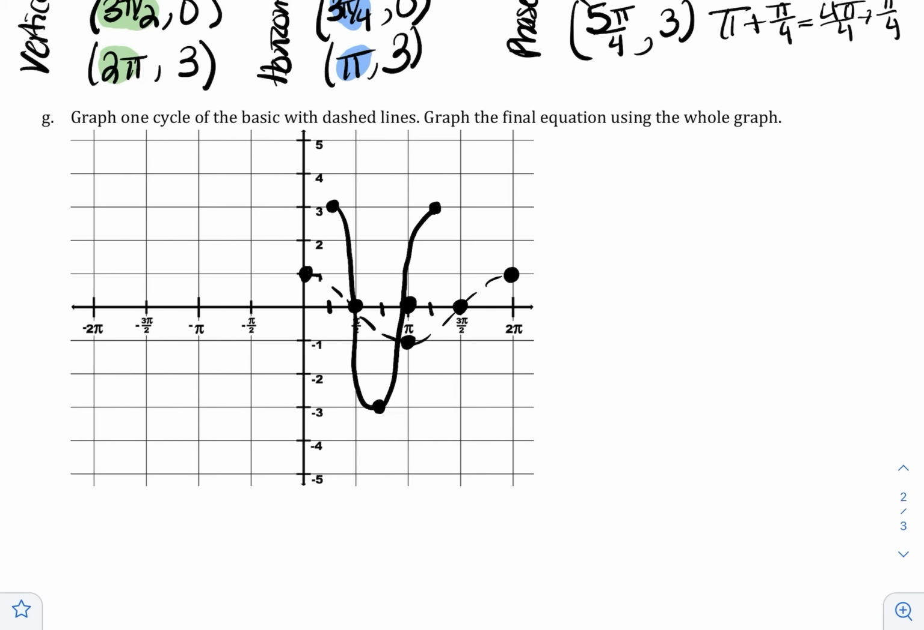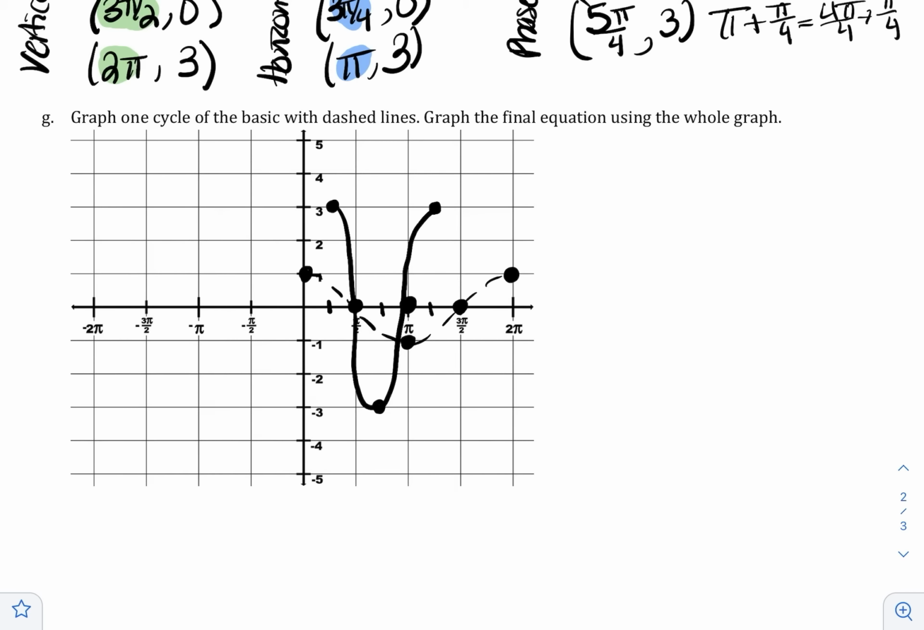So visually, you can see the transformations. If you look at the dashed compared to the solid, it's been vertically stretched. So somebody has taken the graph on the top and the bottom and stretched it vertically. Then it's been horizontally compressed, horizontally shrunk. So somebody has taken the graph left and right and pushed it together. And then it's been shifted a little bit to the right. So here are your three transformations. Now you have to finish the graph.